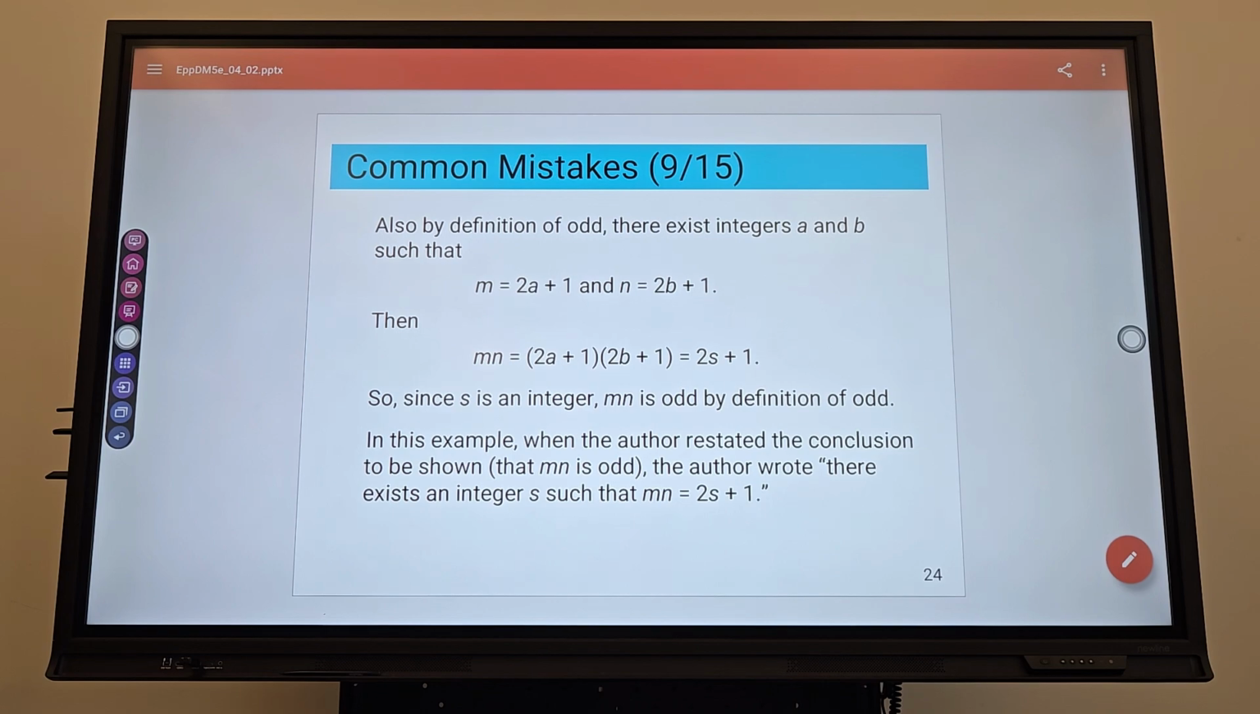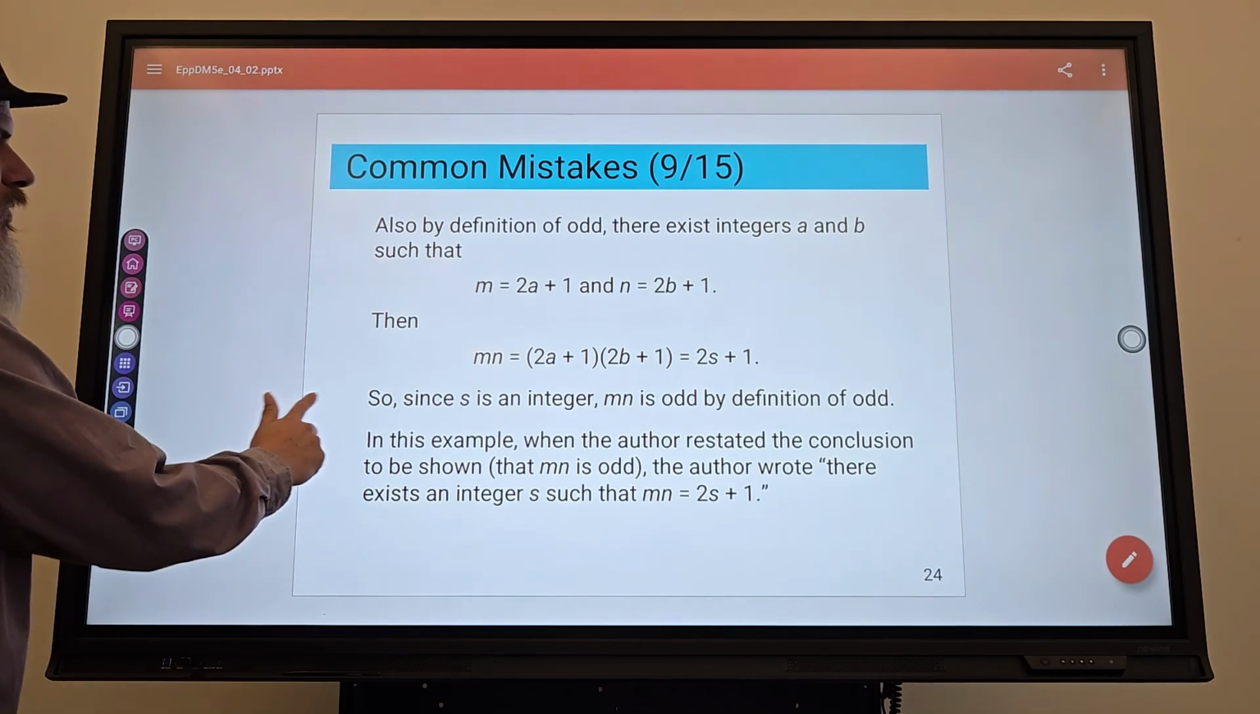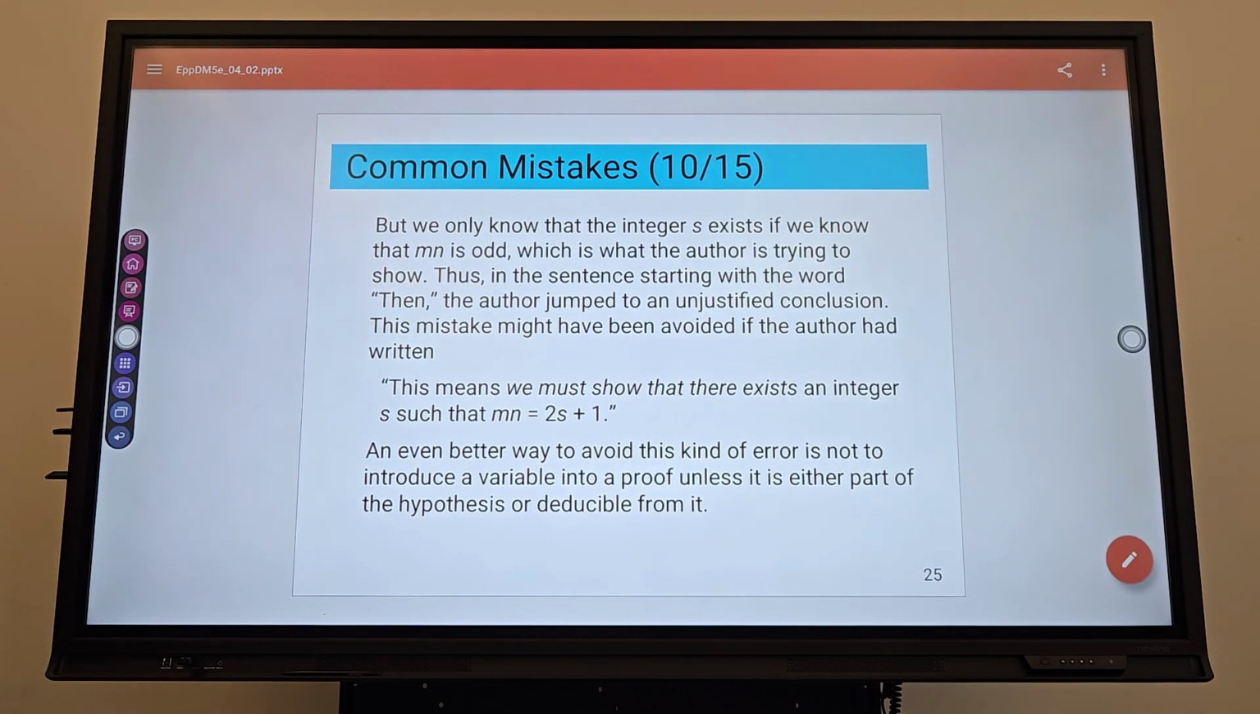The author restated the conclusion to be shown, and the author wrote, there exists an integer s such that mn equals 2s plus 1. But we only know that the integer s exists if we know that mn is odd, which is what the author is trying to show. Thus, in the sentence starting with the word then, the author jumped to an unjustified conclusion.